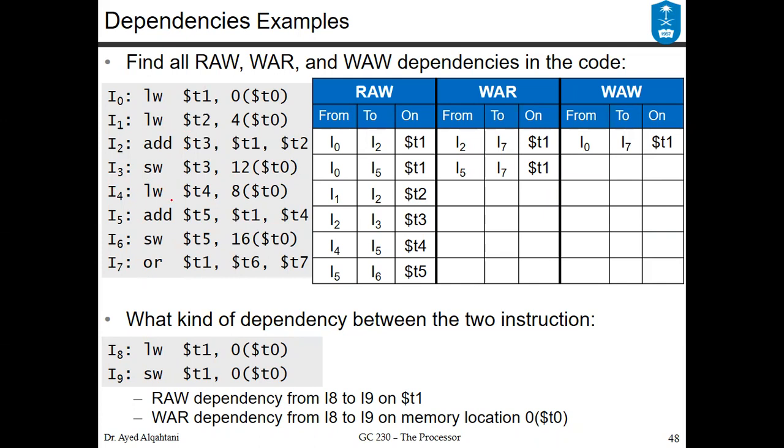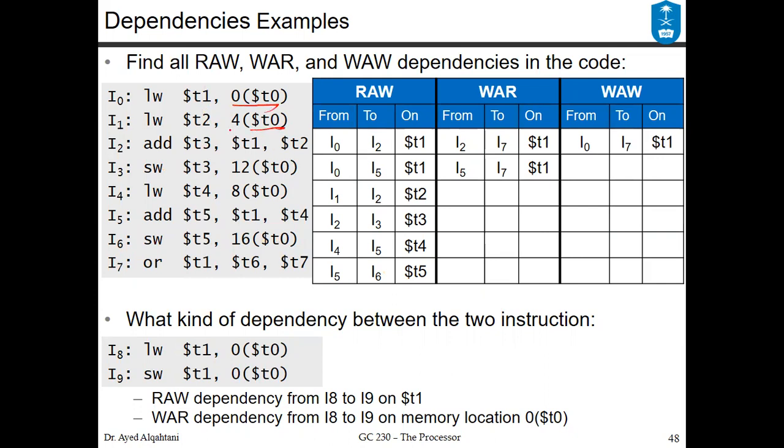Now for the load, instruction number 4, we have a write to T4. You look for a read, and you find a read here. So between I4 and I5 on T4. And you'll also find between I5 and I6 on T5. This is an add followed by the store, similar to the one on T3. So that's the RAW hazard. For a WAR hazard, you have a read first, and then you write. You can see here we are reading T0, and it's not written anywhere.